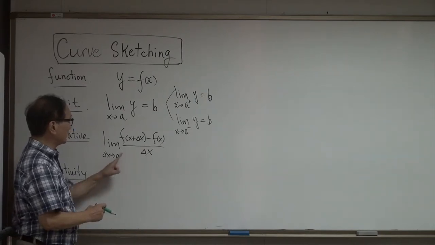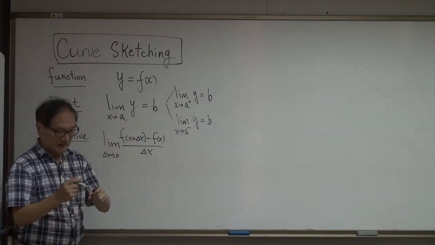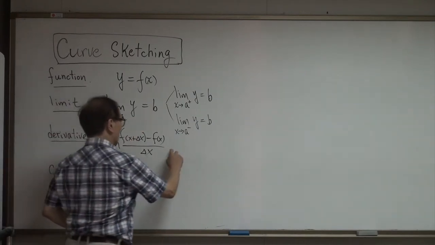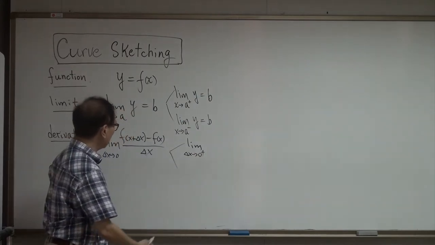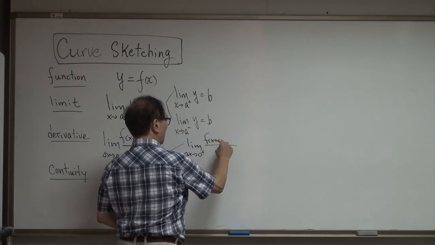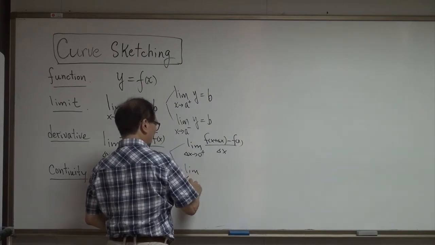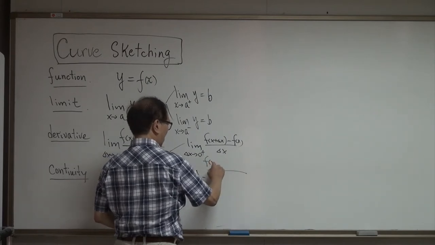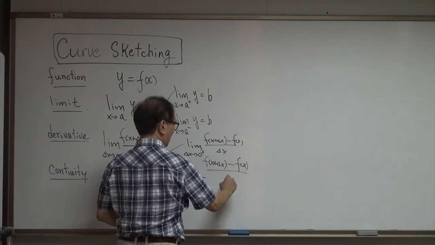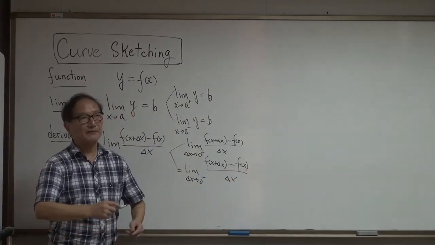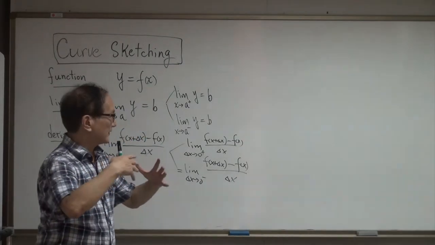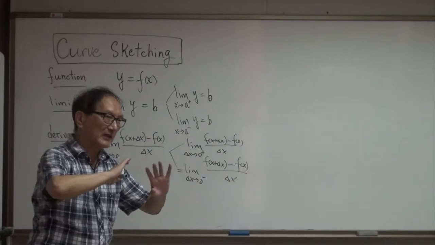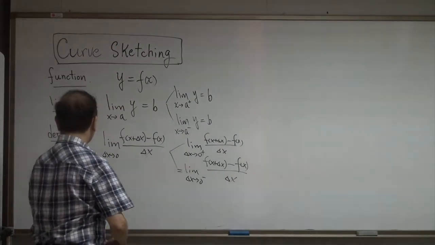Since this is a limit, it has to satisfy the definition of limit, which means both side limits must be the same. So the limit as delta x approaches zero from the right hand side must be equal to the limit as delta x approaches zero from the left hand side. These two limits must be the same. If they are not the same, we say it is not differentiable. This is a very important concept, because to sketch the curve, you have to have a very clear mind, clear picture, clear concept before we sketch the curve.